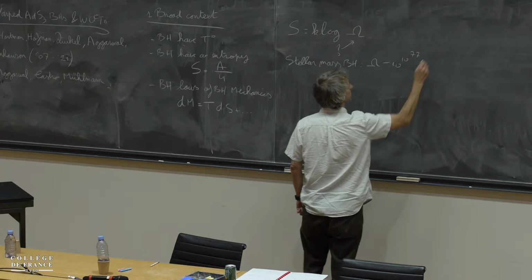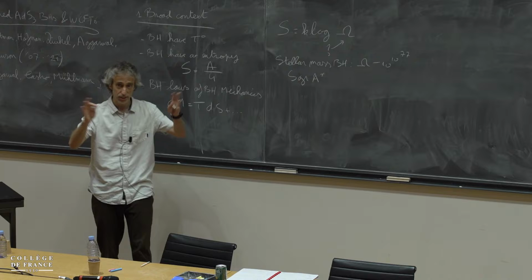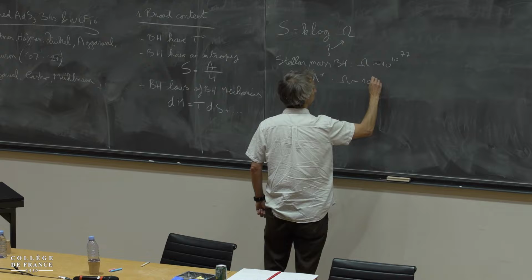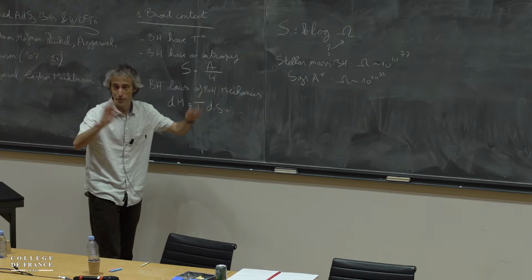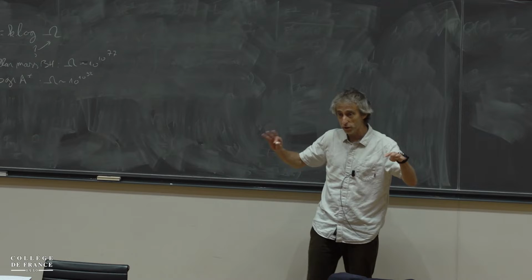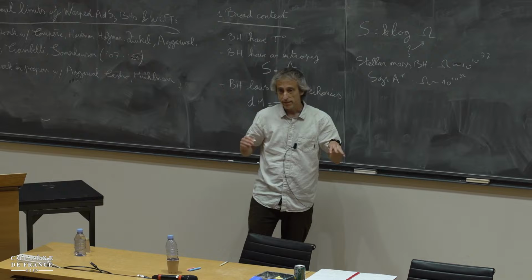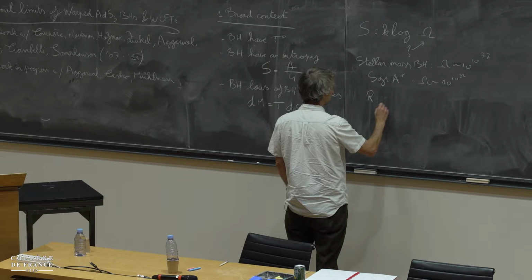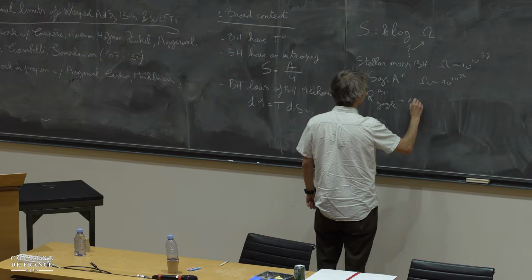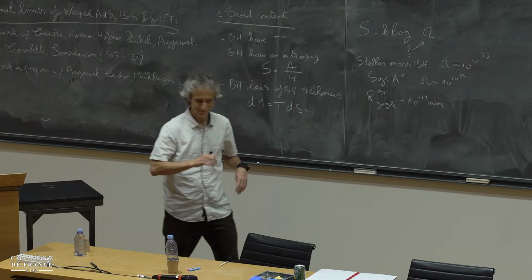For Sagittarius A star, the black hole at the center of our galaxy, of which we just saw a picture a couple of weeks ago, this is about 10 to the 10 to the 92. Of course, these are really huge numbers, and it's really hard to appreciate what this means. But to give you an idea, all the information contained in the Google data bank would fit in a black hole that is about the size of a trillionth of a millimeter. So our Google black hole is about 10 to the minus 24 millimeter, and that black hole would weigh about half a kilo. So if you want to get rid of Google, it's really easy.